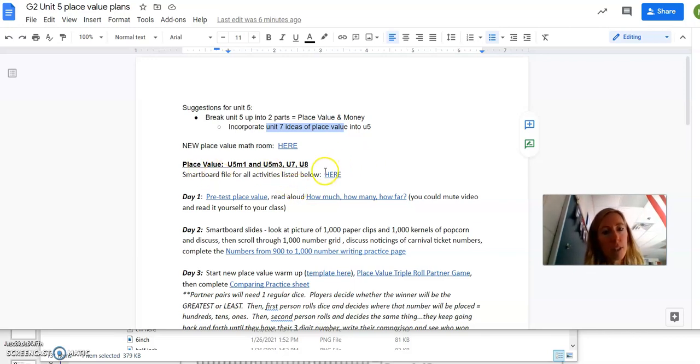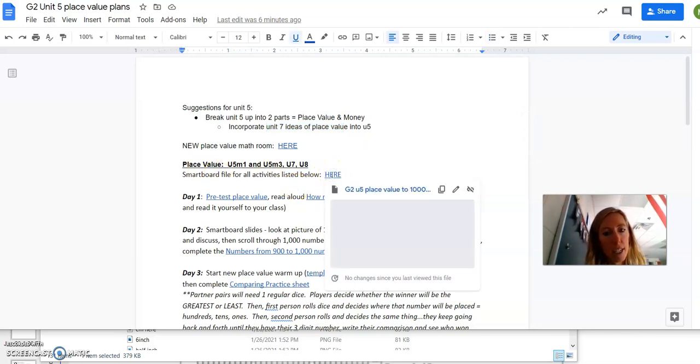So place value smartboard file here, it kind of goes through all these days here of what I explain, but if you would rather not do some of the activities, that's up to you, how you want to work it. That's what's nice about this. You can be like, oh yeah, I'll take that, I'm not going to do that, I'll do that, okay? This is just giving you all the resources.